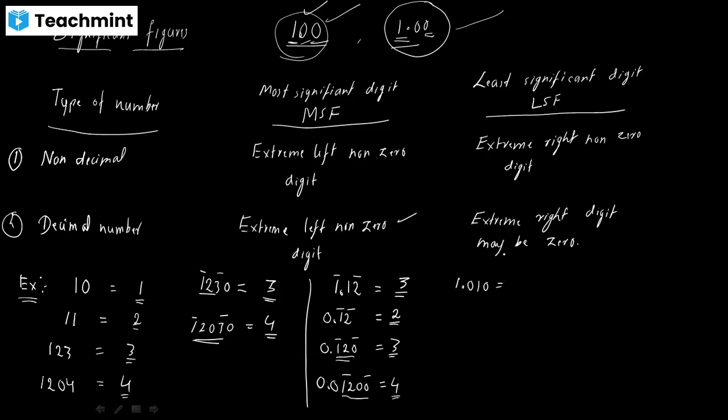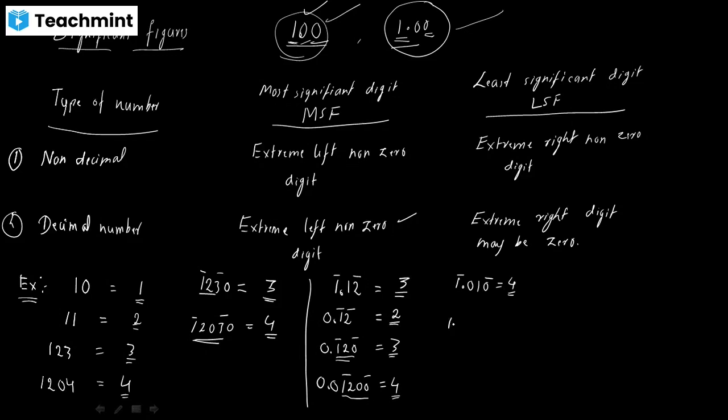So similarly, 1.010. Now tell me what is the extreme left non-zero digit? 1. Extreme right digit may be 0. Yes, 0. Total number of significant figures in this is 4.